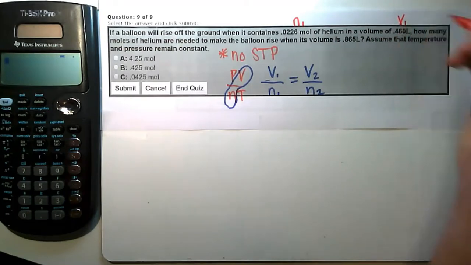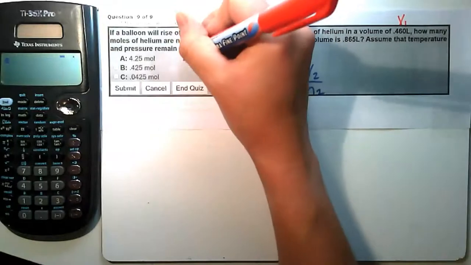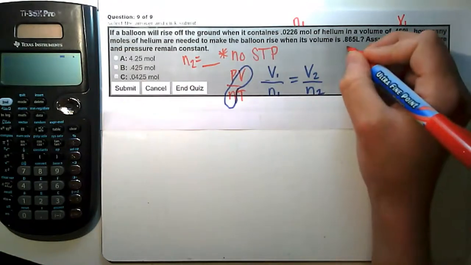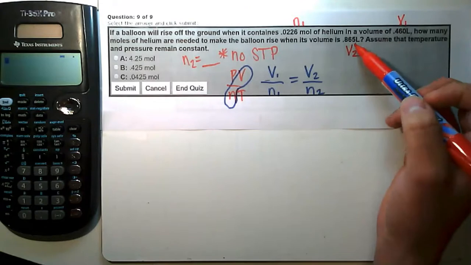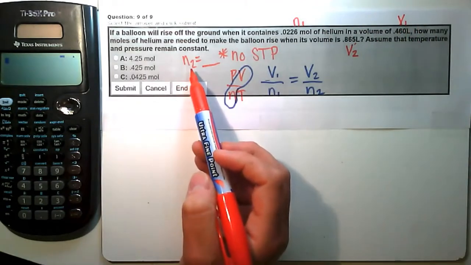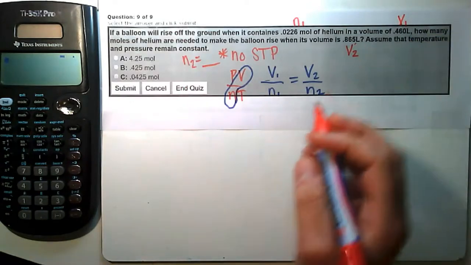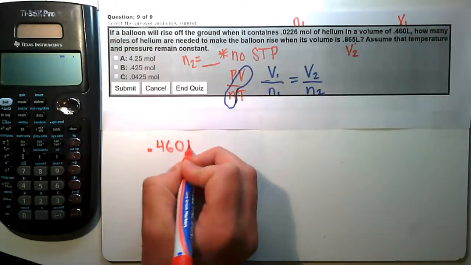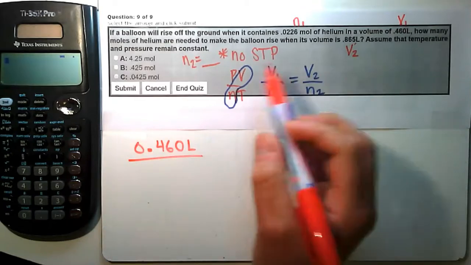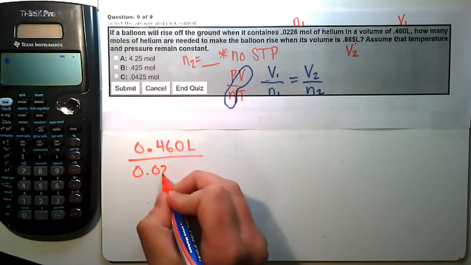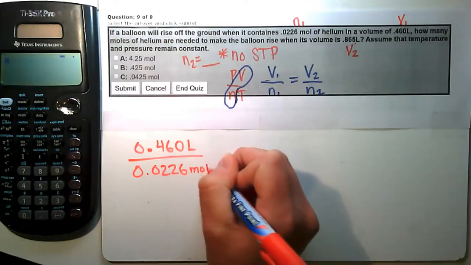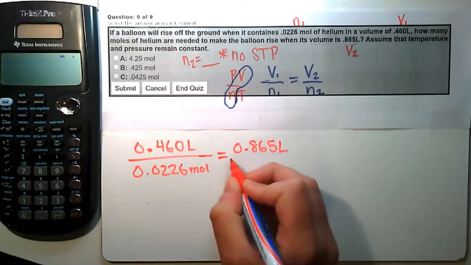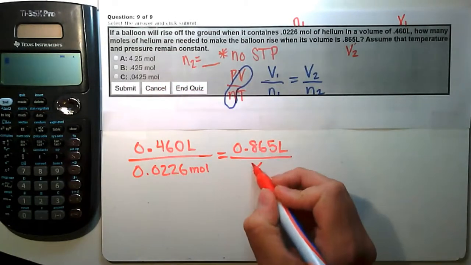So there's our V1. How many moles of helium, so we're looking for N2, are required when the volume is 0.865 liters. There's our V2 value. Our volume units are the same, and our new number of moles is going to come out in moles, of course. So all we need to do is substitute in our numbers. So V1, 0.460 liters over N1, which is 0.0226 moles, equals V2, 0.865 liters over N2, which we don't know what N2 is, so we're going to substitute in X.